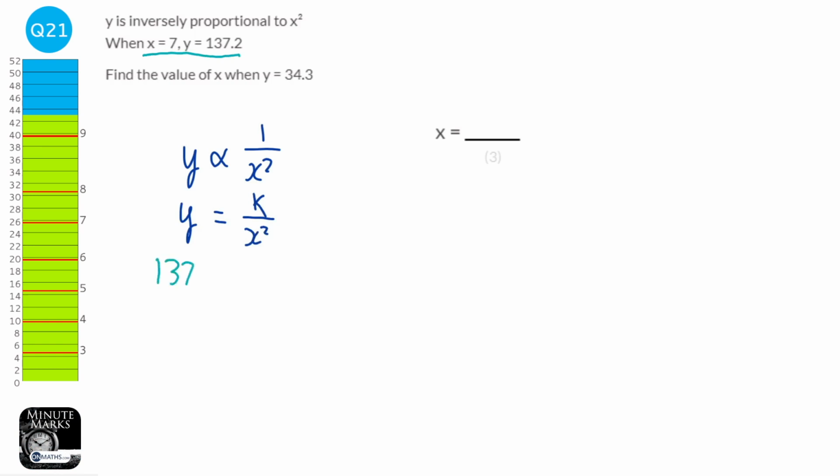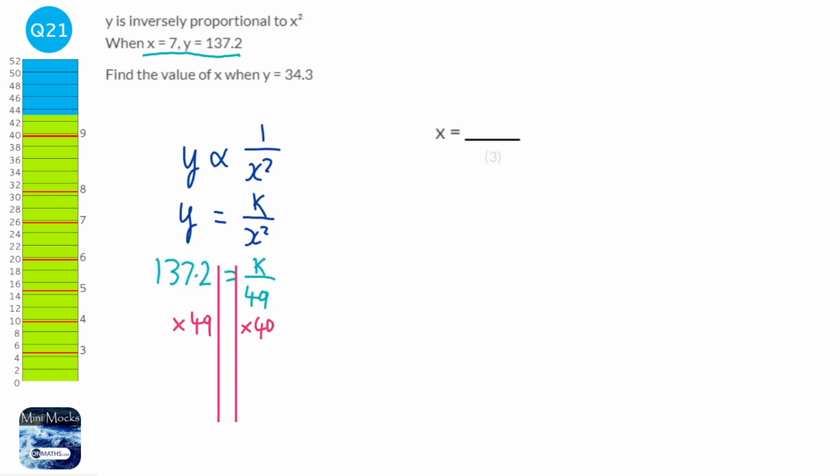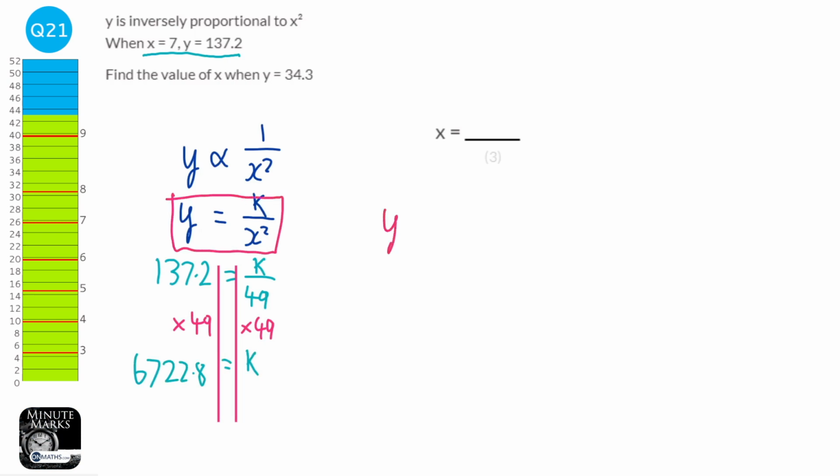So 137.2 equals k over 7 squared. Well, we know 7 squared is just 49. I'm going to solve that by timesing both sides by 49. And when we do that, we find that k is equal to 6,722.8. Going to get that equation we wrote earlier, and we're just going to rewrite it, but we know what k is now. We know it's 6722.8.